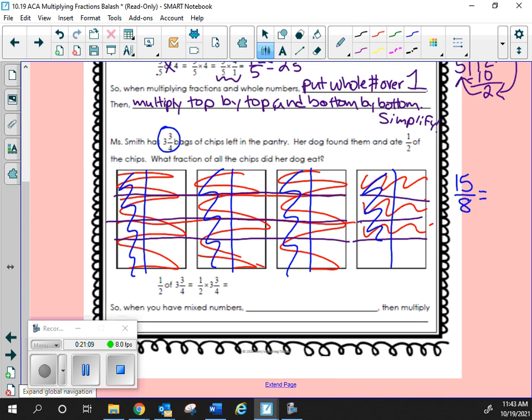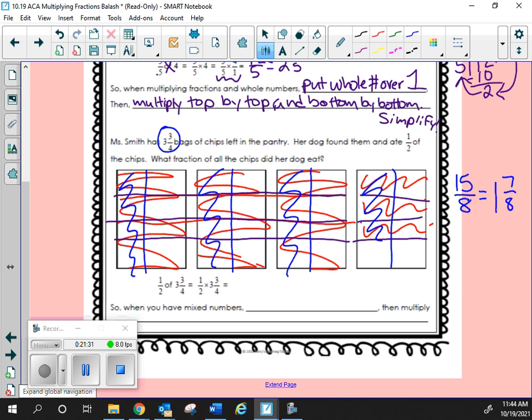Let's pump the brakes. So how many times can I take 8 out of 15? I can take it out one time, and then I have 7 out of my 8 left over. You can also visualize, if I took this over, that would be half of the bag, and then I'd have 1, 2, 3, 4, 5, 6, 7 left over. 1 and 7/8.